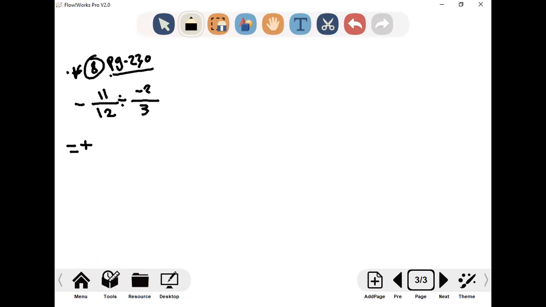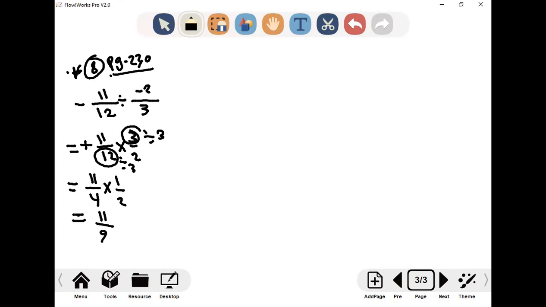Let's check. Here we have 11 over 12, the division becomes multiply, and we switch to 3 over 2, right? We agreed: negative with negative is positive, so remove them. Here cross the 3 with the 12. This is divide by 3, divide by 3. I get 11 over 4, multiply 1 over 2, so 11 over 8, which is 1 and 3 over.